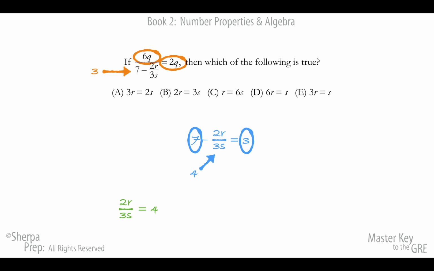And if we look at these answer choices, notice we're pretty darn close to solving this. The only thing we need to do at this point, let's multiply both sides by 3s. And that gives us 2r equals 12s. And finally, let's go ahead and divide both sides by 2. And that gives us r equals 6s. And as you can see, that completely matches answer choice C.